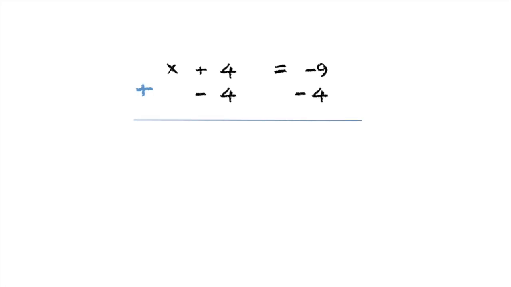Let's put that into writing. So here we have x plus 4 is equal to negative 9. What did we do? We added negative 4 on both sides. So we have positive 4 plus negative 4 gives us a 0. And negative 9 plus negative 4 will give us negative 13. So we have x is equal to negative 13.